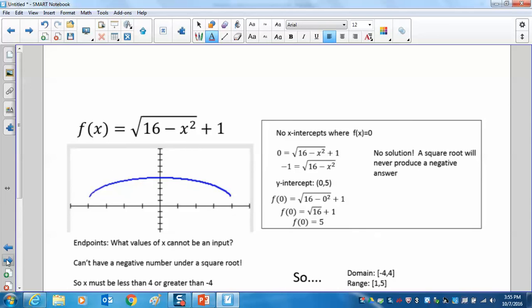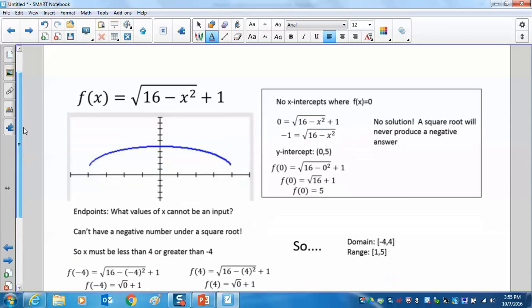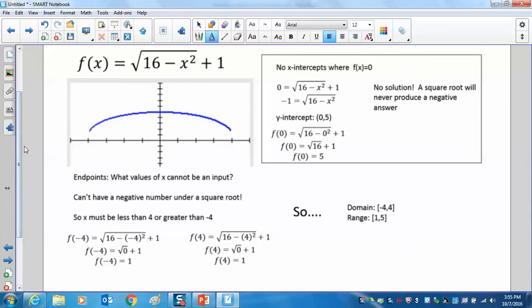If we look at this slide, I'm showing you the graph, but we could do this problem without a graph. When we graph this, we get an arc, which is part of a circle. If we're just looking at the graph, we're going to notice that our graph has firm endpoints, right here and right here. Our graph starts and stops at those points.